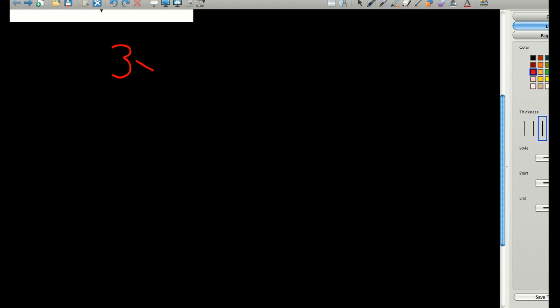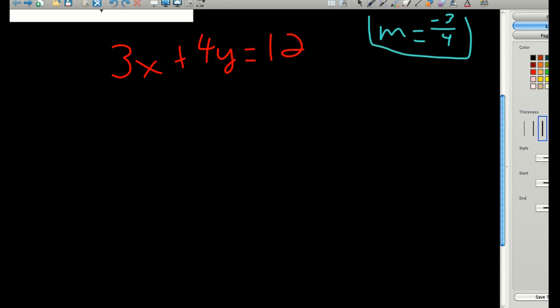So let's say 3x plus 4y equals 12. It's the same equation that we used before. So essentially, we're going to get that the slope should be -3/4. Just use that as a checkpoint to see if I'm full of baloney or not. But let's say I wanted to actually solve this now, using a pen and paper method.